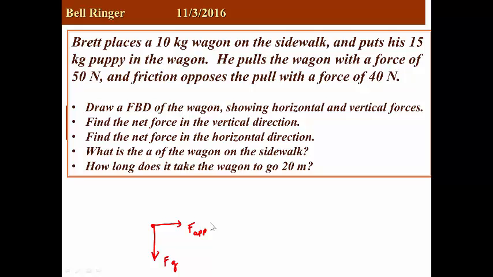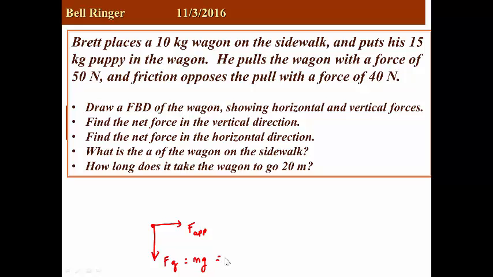Easiest one is the force of gravity. Anybody want to give me a technique for finding the force of gravity? Mia, what am I going to do? What's the formula for force of gravity? What's another name for force of gravity? Weight, right? Okay, so what's the formula for weight? Mass times little g.